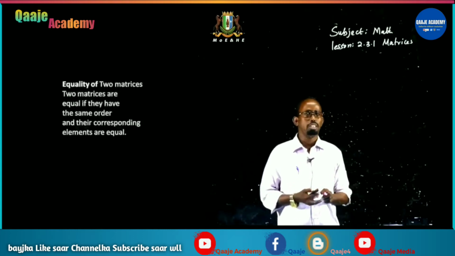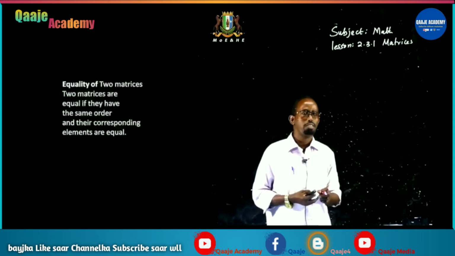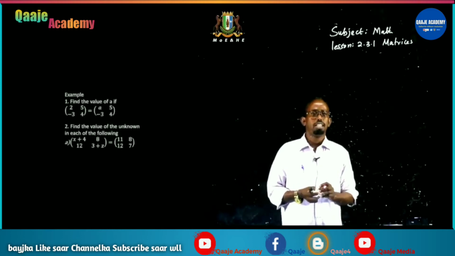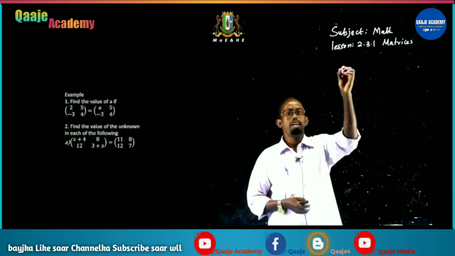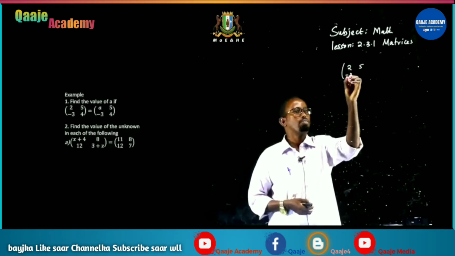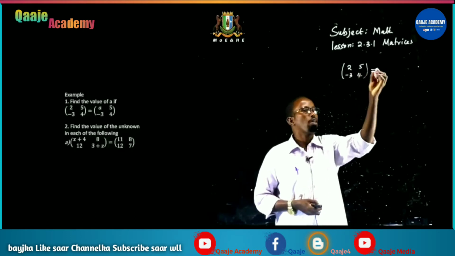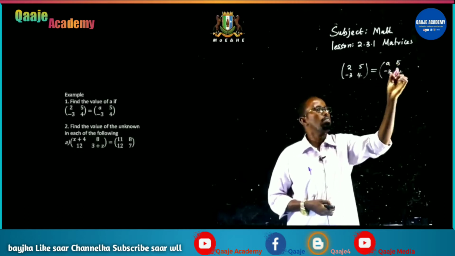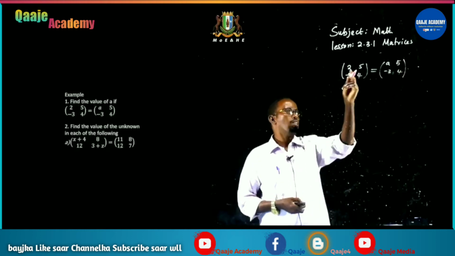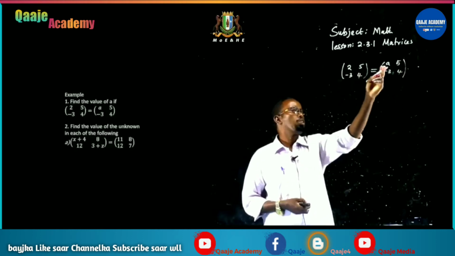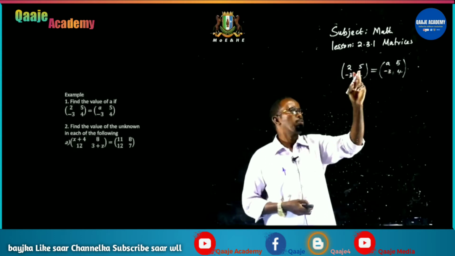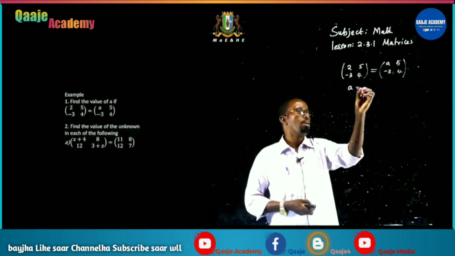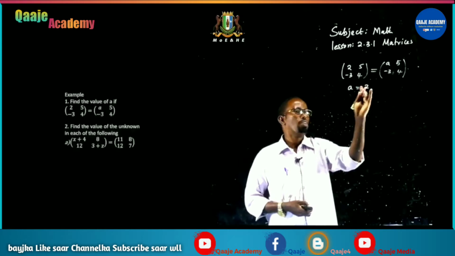Equality of two matrices: two matrices are equal if they have the same order and their corresponding elements are equal. Example: find the value of a if (2, 5; -3, 4) is equal to (a, 5; -3, 4). You look for the corresponding elements. a corresponds to 2, 5 to 5, -3 to -3, 4 to 4. So the value of a is equal to 2.